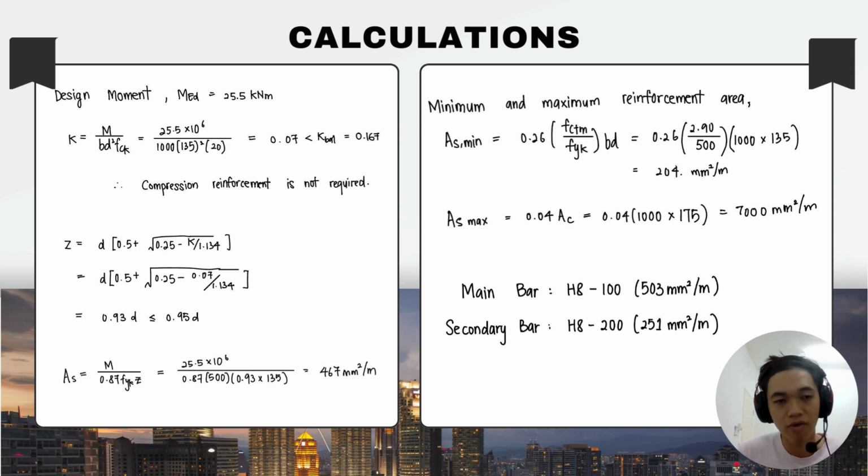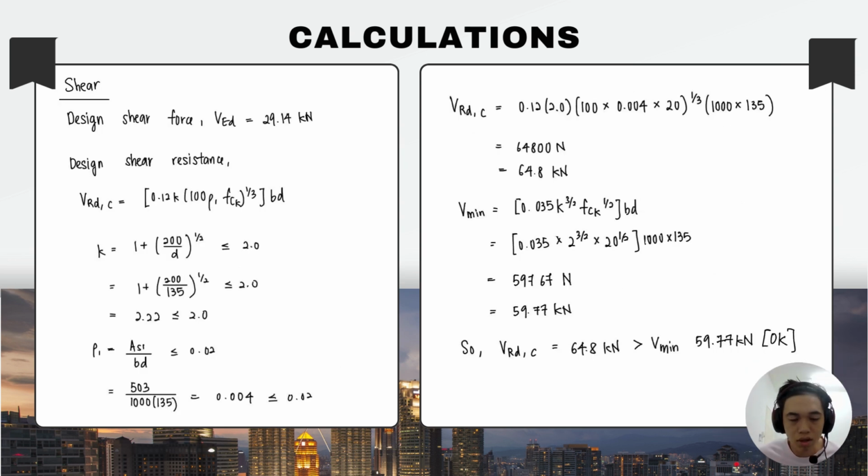So the design moment that we have obtained previously, which is MED, is equal to 25.5 kilonewton meter, and for the main bar that we have obtained, which is H8/100 503 millimeter square per m, and secondary bar, which is H8/200 251 millimeter square per m. The calculation and the formula were based on the classes that we have learned during the structural analysis class.